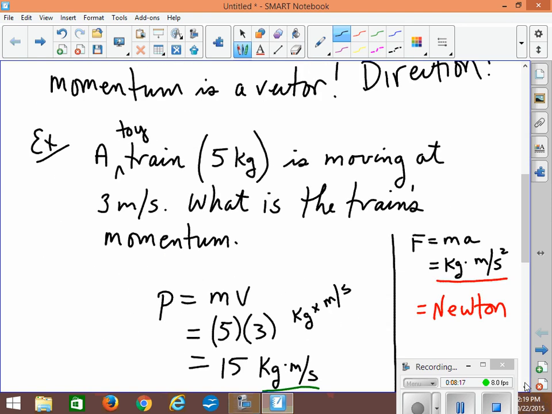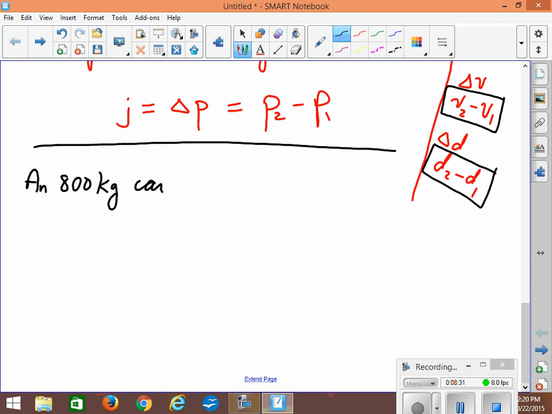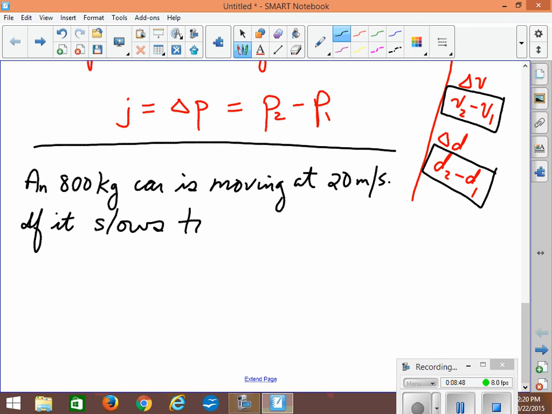So let's think about how we might calculate the impulse of something. Well, let's draw a line, and let's talk about a car. An 800 kilogram car is moving at 20 meters per second. If it slows to 15 meters per second, calculate the impulse on the car.